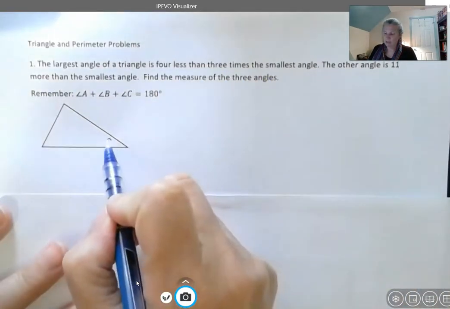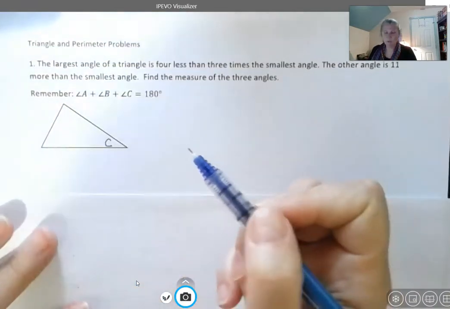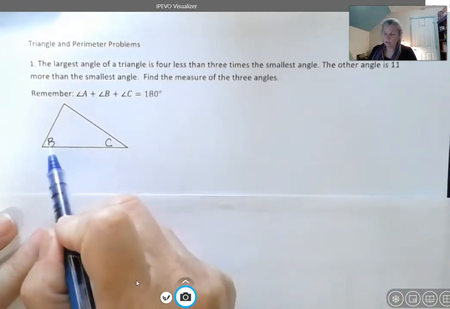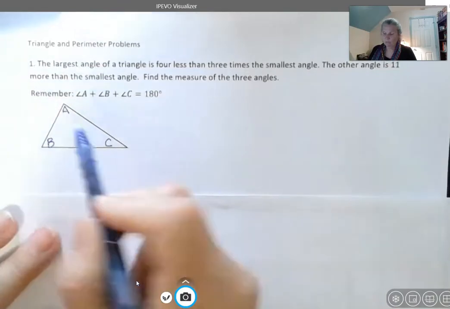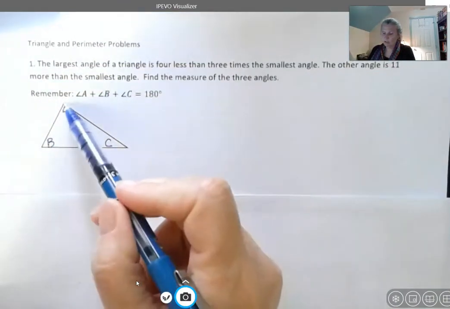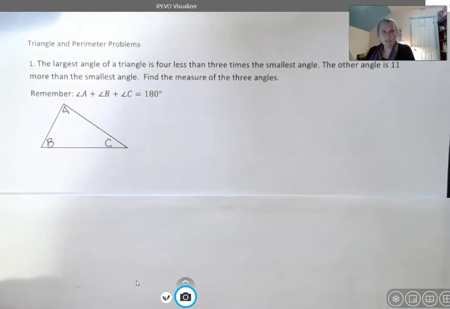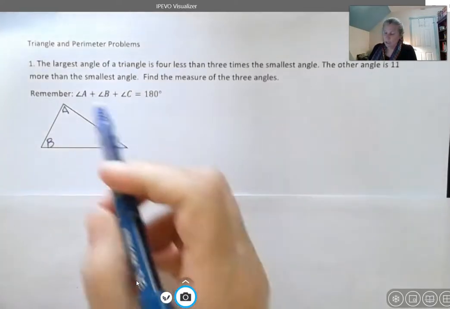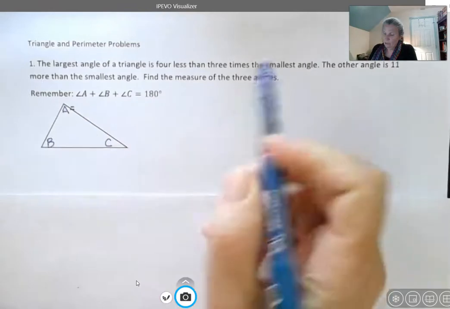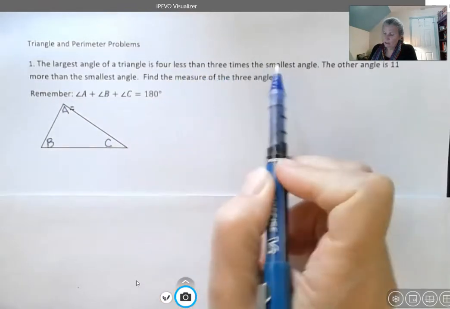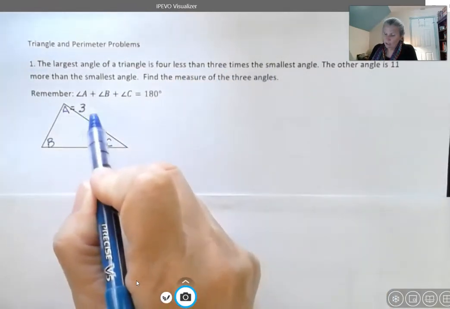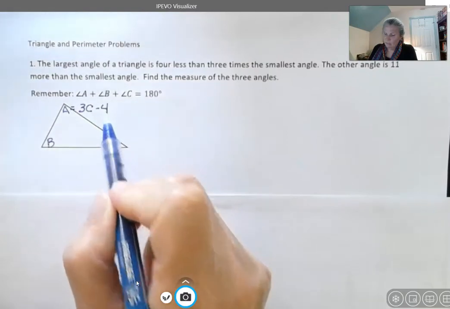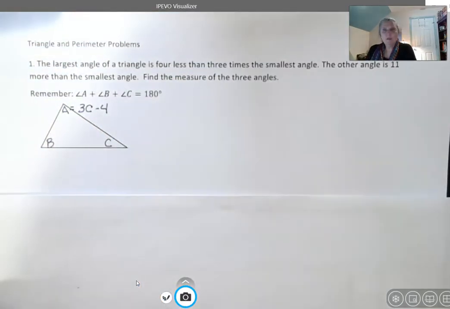Let's call our smaller angle, looks like maybe this one, we'll call it C, we'll call this one B, and we'll call this one A. The largest angle should be this one, looks like the largest angle to me. So I'm going to say that's 4 less than 3 times the smallest angle. The smallest angle is C. So A I'm going to call 4 less than 3 times that. So 3 times C minus 4. So now I've described A using C.